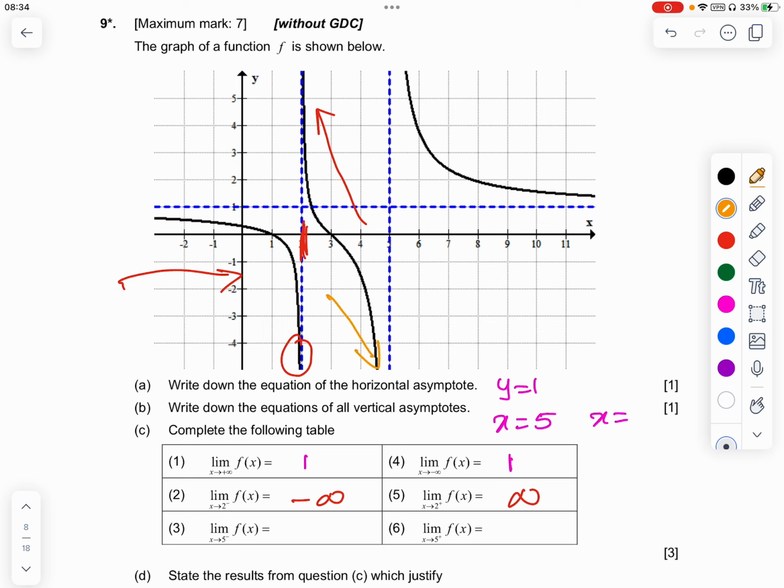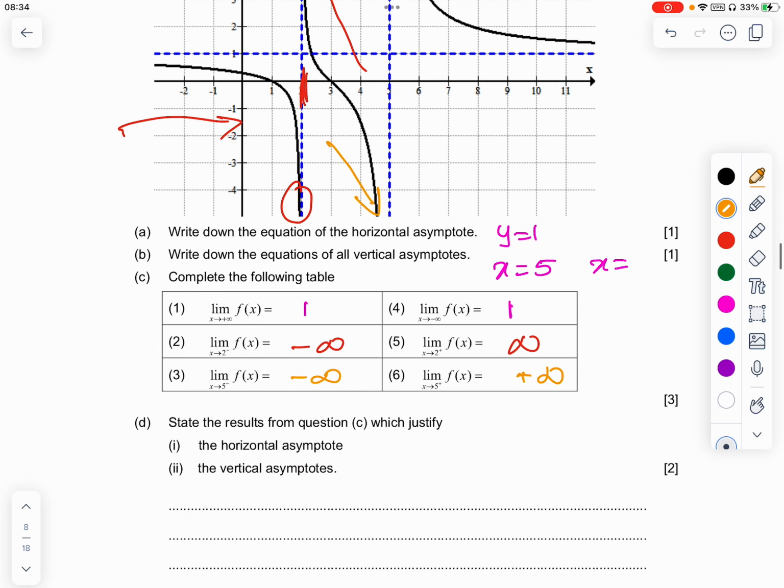5 from the negative side, it is negative infinity. And 5 from the positive side, it is positive infinity. State the results from part C which justify the horizontal asymptote.